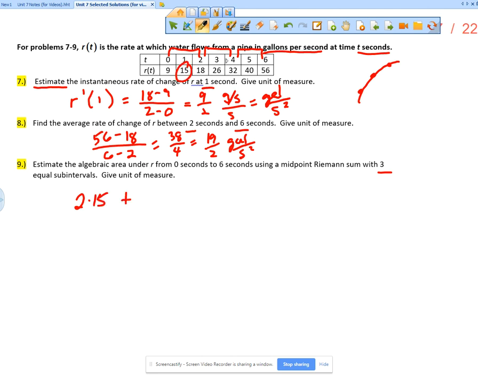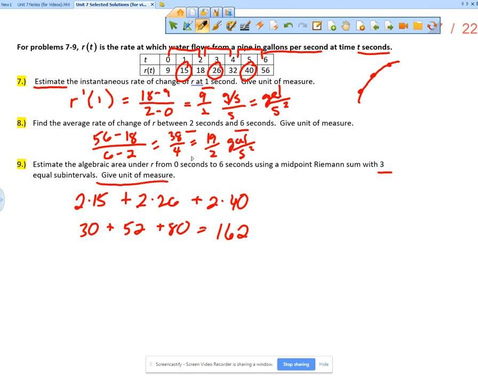Plus the next one, 2 to 4. How wide is that? That is 2 wide times the middle point, 26. Plus 4 to 6 is 2 wide times the middle point, which is 40. All right, so 2 times 15 plus 2 times 26, 52, plus 2 times 40, 80. All right, so I get 30 plus 52, 82, plus 80 is 162.